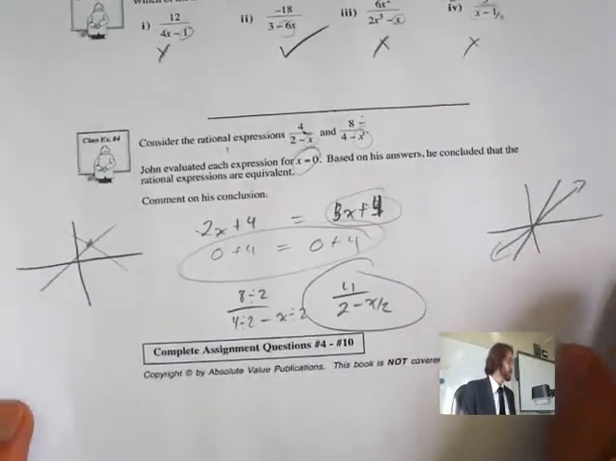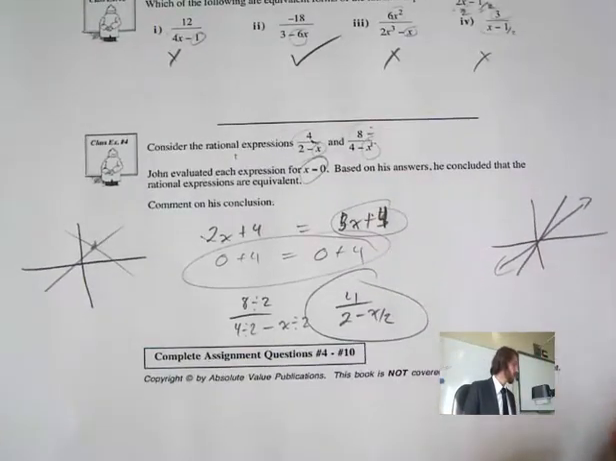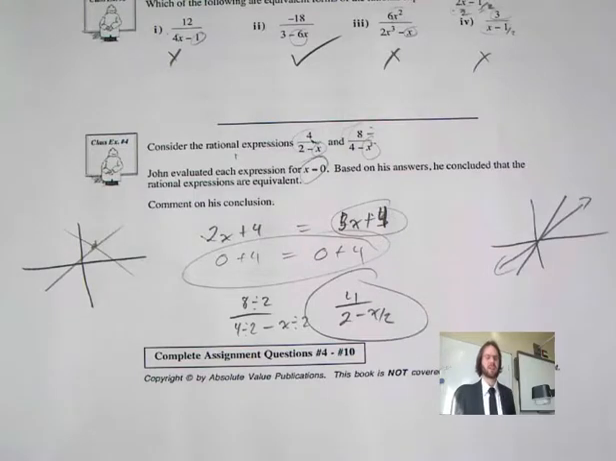Okay, so that is everything for this one. One more thing is the non-permissible values. You have to always state the non-permissible values first. So if we did have an x squared and we're canceling an x squared, you have to state that non-permissible value first if we're factoring out an x.